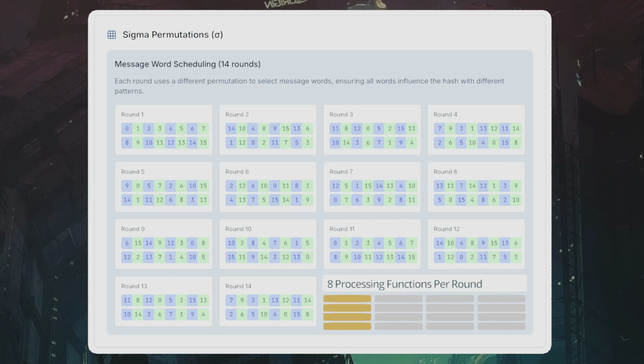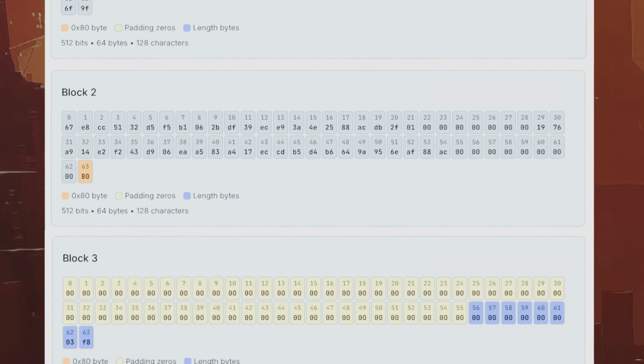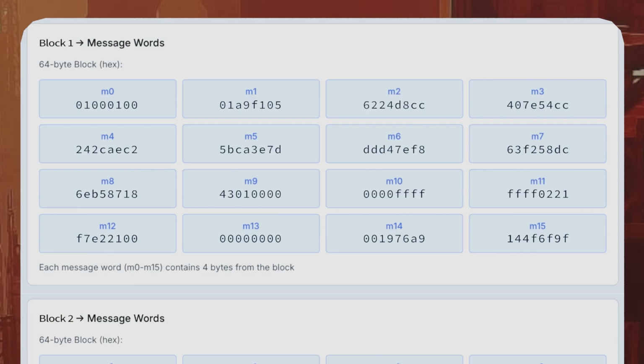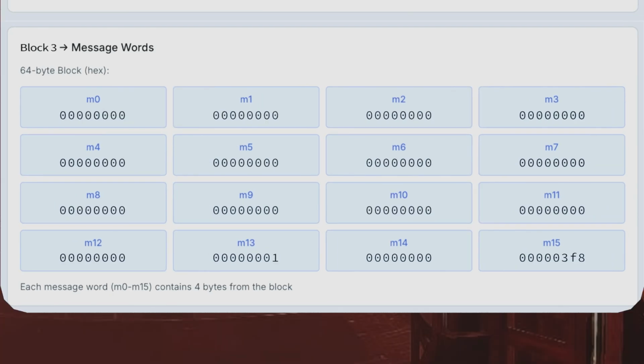Step 4. The compression engine. The compression function transforms each of our 512-bit blocks through a 14-round process. Picture a sophisticated mixing machine that thoroughly blends every input bit with the current state. Each of our 3 blocks subdivides into 16 4-byte words, M0 to M15, creating the raw material for compression.